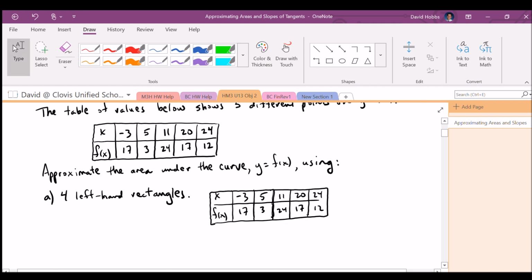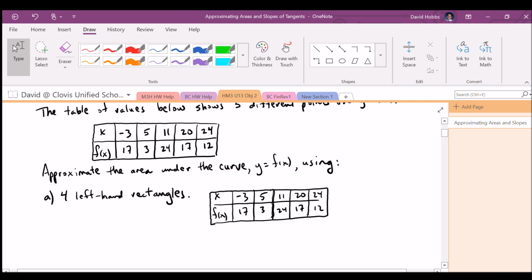Now, because it's only showing us a snapshot here, we really can't do inscribed rectangles and we can't do circumscribed rectangles because we don't know if the highest point is either the left side or the right side or some other x value in between what's being shown. So when they're giving you a table of values, they're not going to ask you to do inscribed or circumscribed rectangles. They will ask you to do either left-hand rectangles or right-hand rectangles or midpoint rectangles.